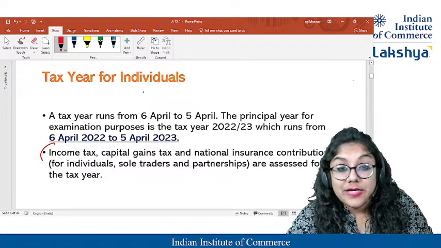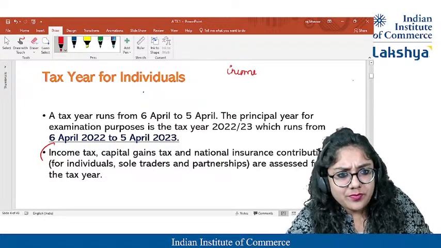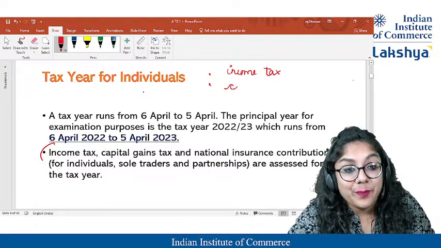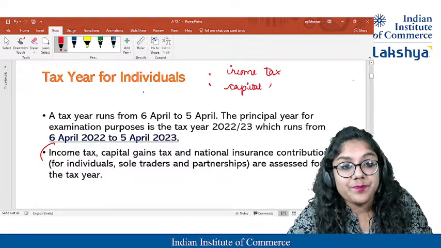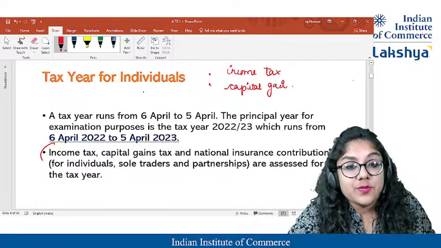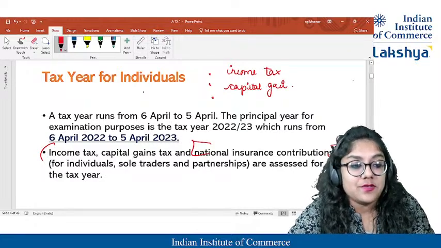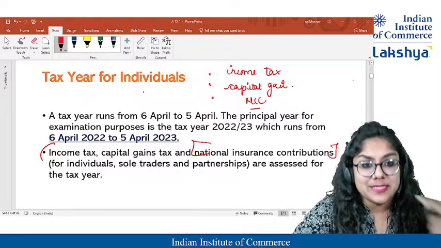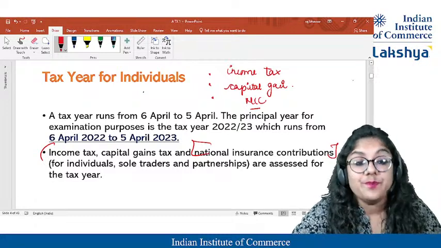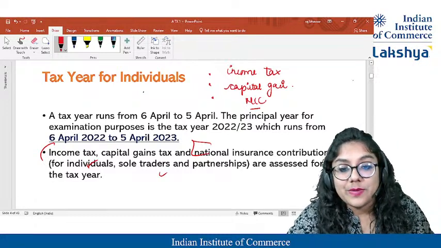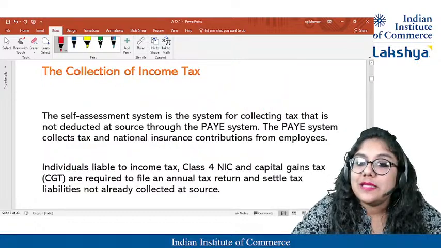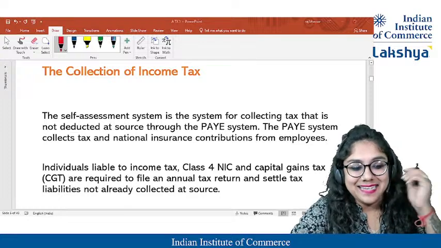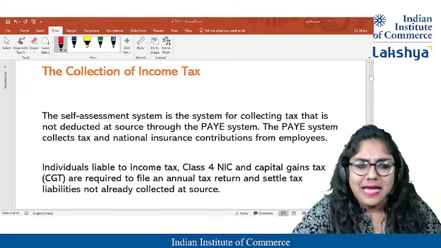So an individual has to pay income tax. If an individual has sold some assets, they have to pay capital gains tax also. And if an individual has contributed something in NIC, they have to pay the NIC contribution as per employer, employee, etc. The one who is doing jobs. So this is applicable for individuals, sole traders and partners. All these things need to be added. Yes, perfect. I think it's pretty easy, and we are going good with that.